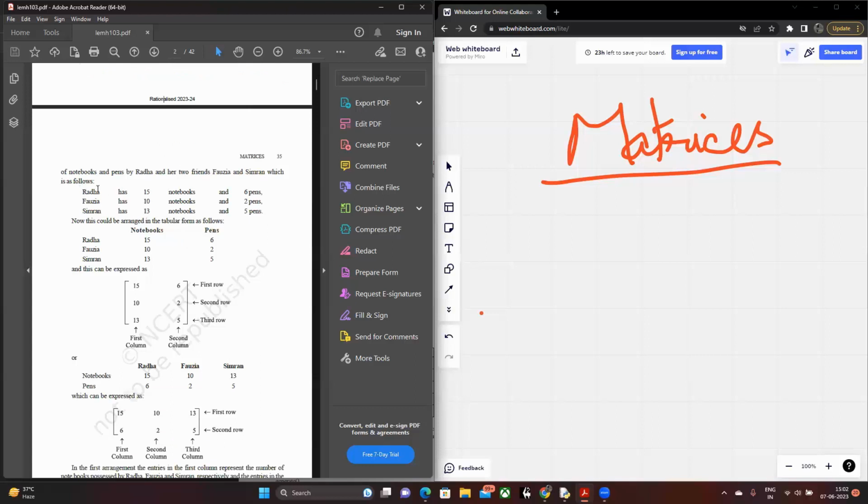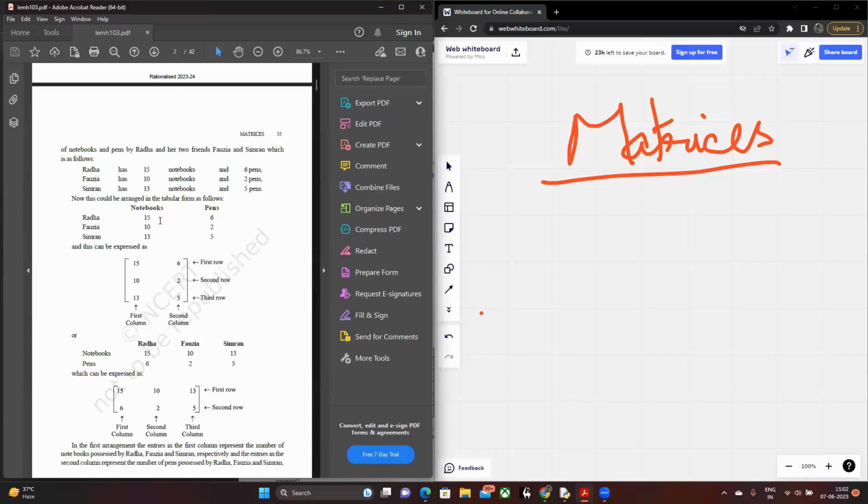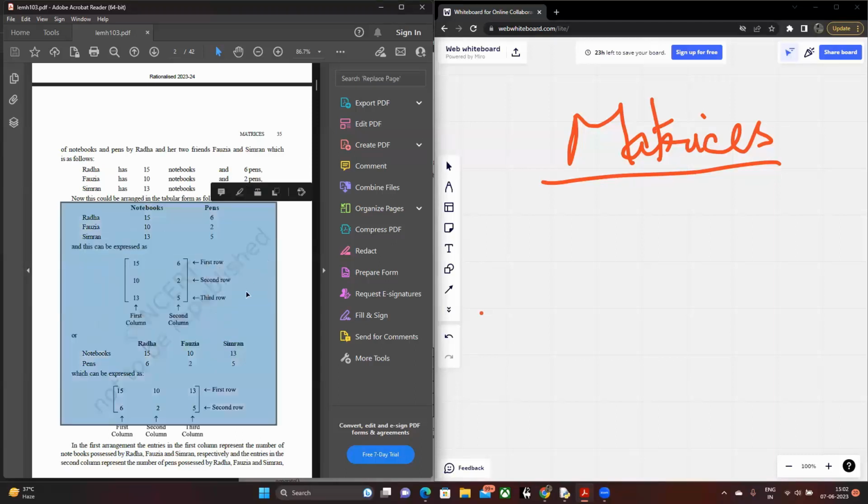And if you have something like Radha, Faiza, Simran, these are 3 people belonging to the same class of people, right? These are 3 things belonging to the same class of notebooks. That is, this is the number of notebooks and this is the number of pens. So basically you can represent it as 3 rows of notebooks and pens, right? 15, 6, 10, 2 and 13, 5. And so you can represent it as a matrix in this way, right?